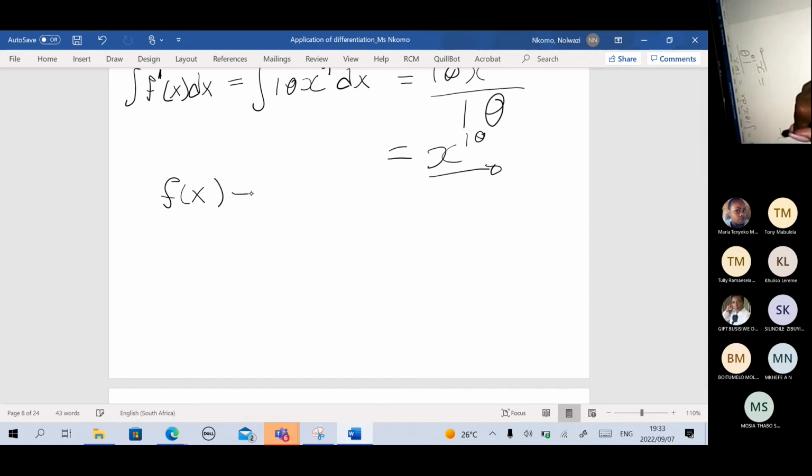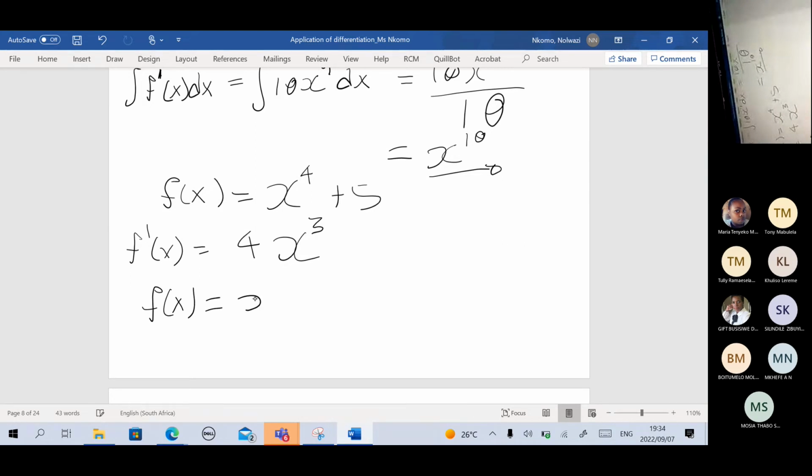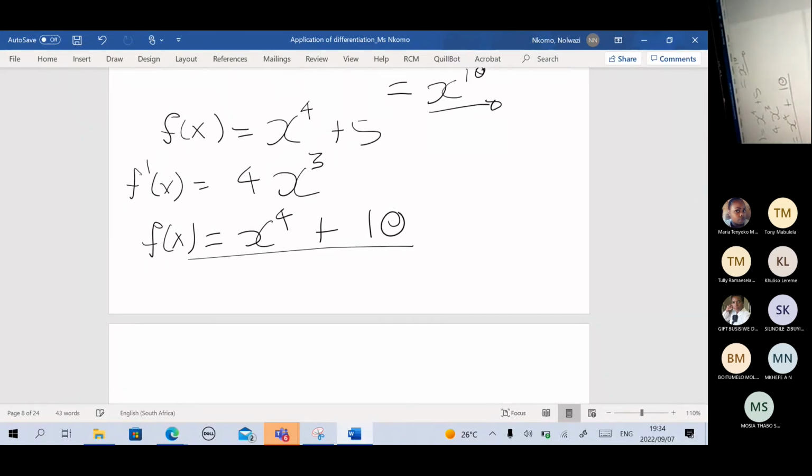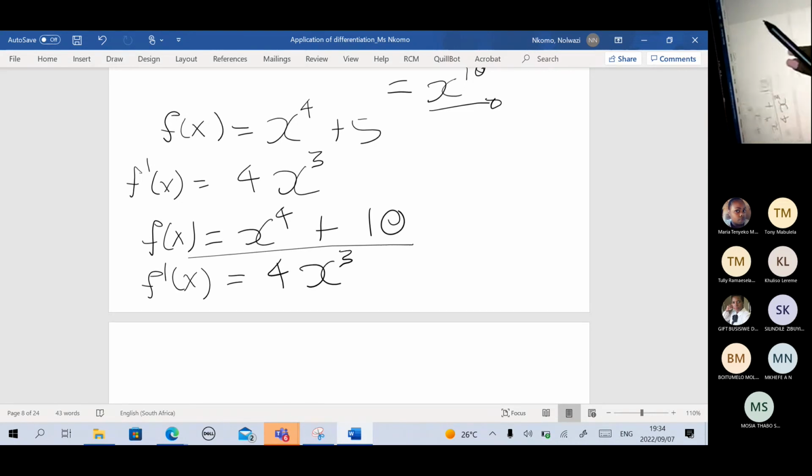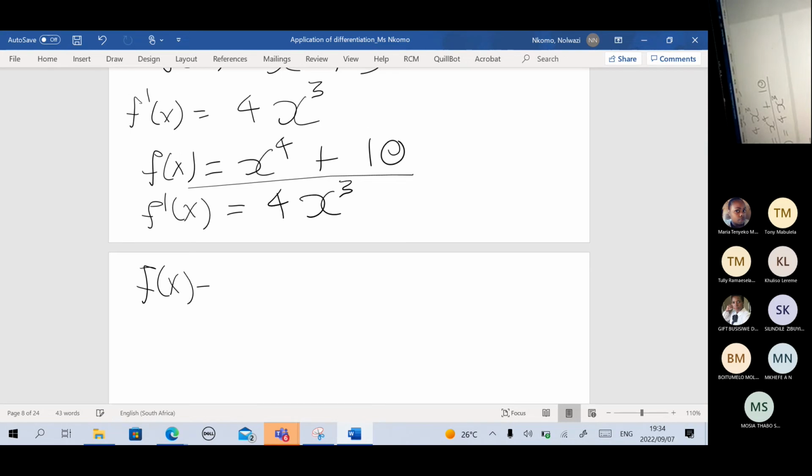we are given f at x is equal to x to the power 4 plus 5. The derivative of this would be 4x cubed, right? And let's say we are given f at x is equal to x to the power 4 plus 10. The derivative of this function again, f prime at x, would be 4x cubed, right? Again, let's say we are given f at x is equal to x to the power 4 minus 10. Again, the derivative of this function, f prime at x, is equal to 4x cubed, right?